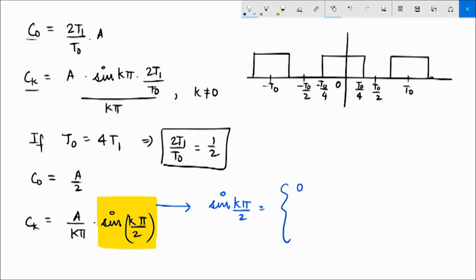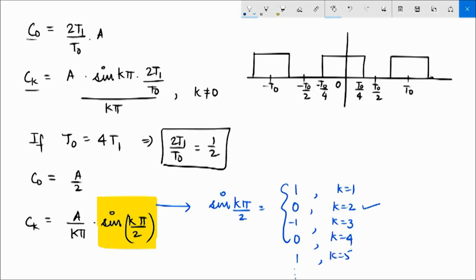This is equal to 0 when k is equal to 0, this is equal to 1 when k is equal to 1, it's equal to 0 when k is equal to 2. When k is equal to 3, this is sine 3 pi by 2, so this is minus 1. When k is equal to 4, this is equal to 0 again. When k is equal to 5, this is equal to 1 again, and so on.